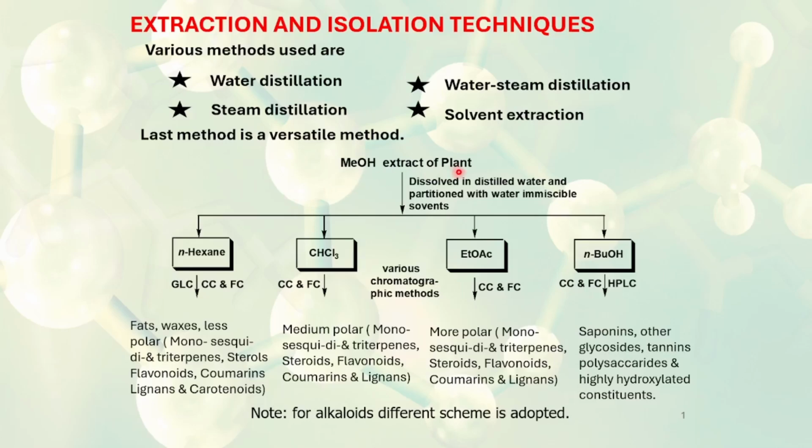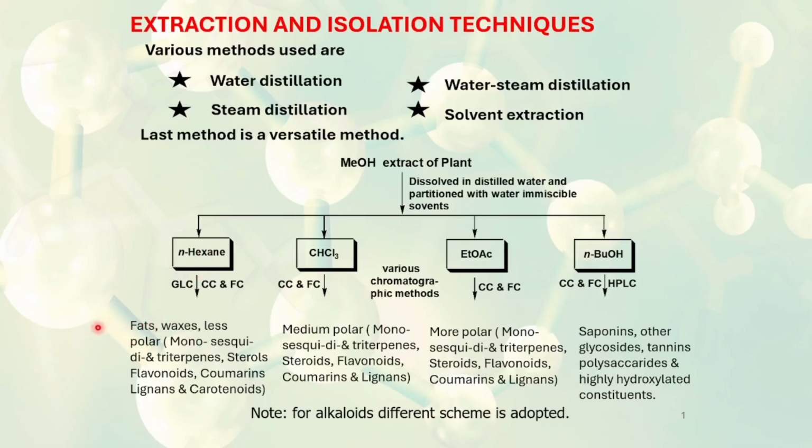The methanolic extract of a plant is obtained after the plant is shade dried and dipped into methanol. The methanolic extract is dissolved in distilled water and partitioned with water-immiscible solvents to get different fractions like hexane, chloroform, ethyl acetate, and butanol. These are then separated by different techniques: GLC (gas liquid chromatography), column chromatography, flash chromatography, and also HPLC.